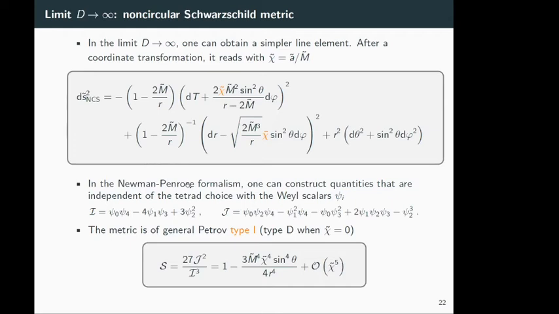So you don't have any of the features of Petrov type D, for instance, which is the usual Petrov type in general relativity black holes. And this is true for the generic disformed metric, even not in this limit, but it's just very easy to calculate in this limit. So this is why I put it on this slide.